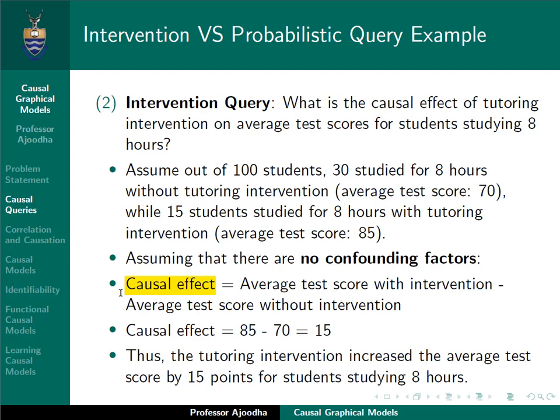Okay, now let's look at the other side of the coin. Let's look at an intervention query. Suppose that 30 students studied for 8 hours without tutoring and had an average score of 70%. Suppose 15 students studied for 8 hours with tutoring and had an average score of 85%. If we assume that there are no confounding factors, and I'll explain what confounding factors are later on and more technically, but for now just think of them as other variables that we do not directly observe, then the causal effect of tutoring is 85% minus 70%, which is 15%. So under the simplified assumption, tutoring increases the average test score by 15 points.